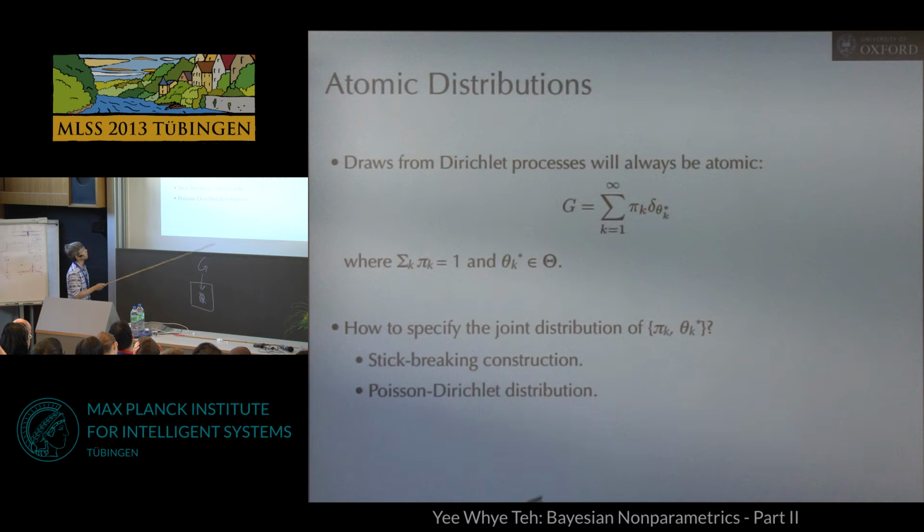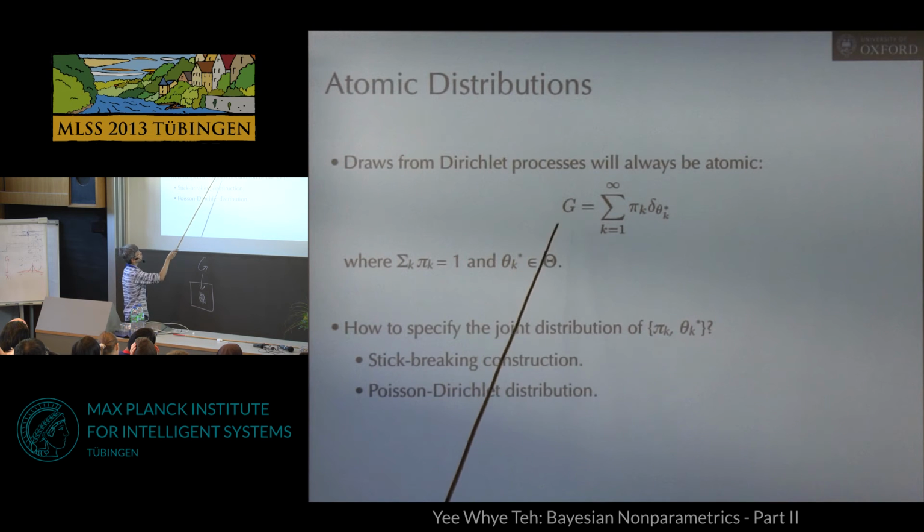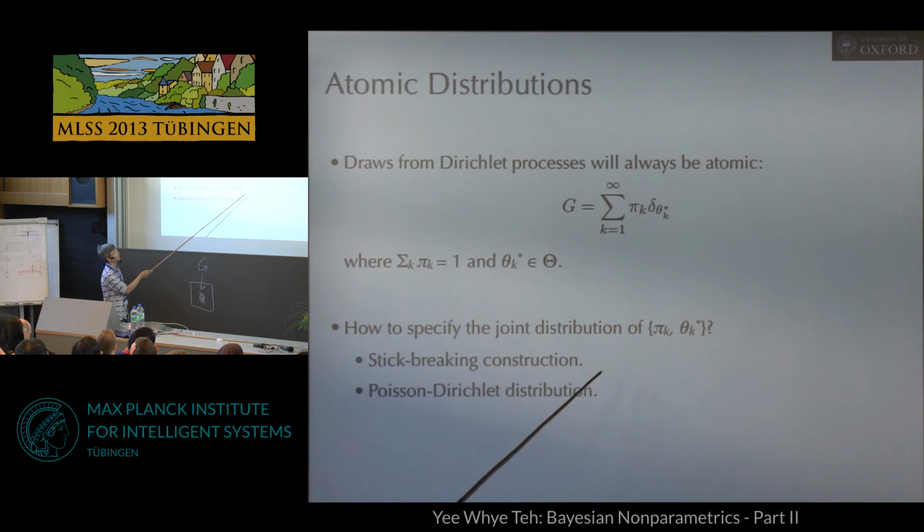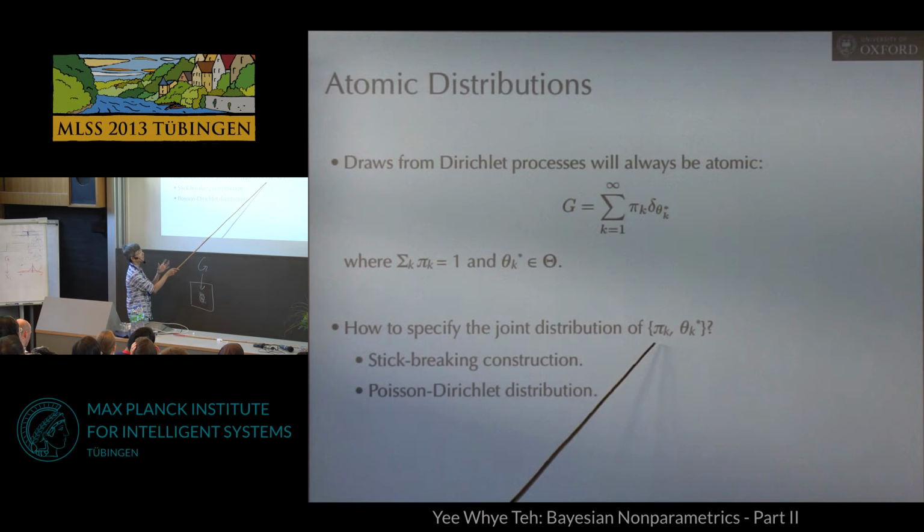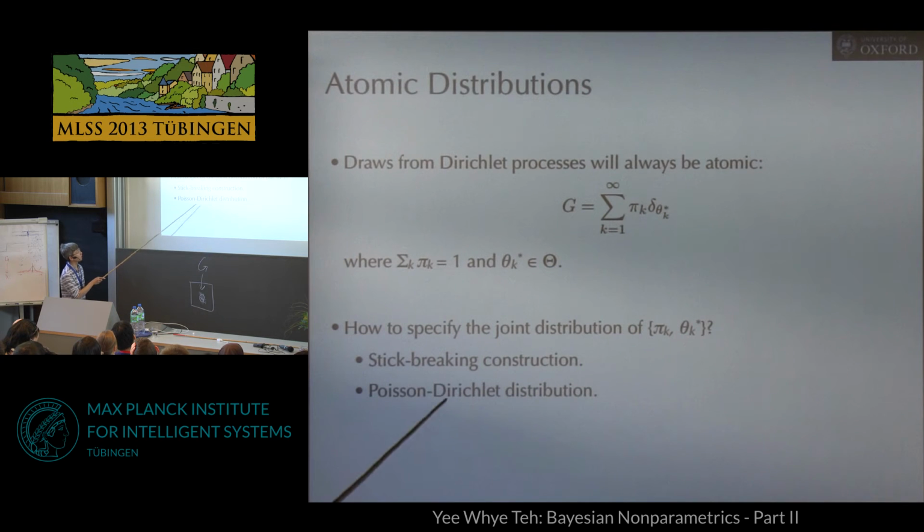So we know that our Dirichlet process has to take on this functional form, where we have an infinite collection of atoms with particular weights. The question then is to understand the distribution of G. It's sufficient to understand the joint distribution of the weights of the masses on the atoms and the locations of the atoms. There are two ways of describing this. One is called a stick-breaking construction, and another is called the Poisson-Dirichlet distribution.